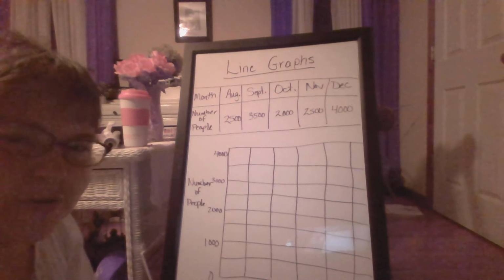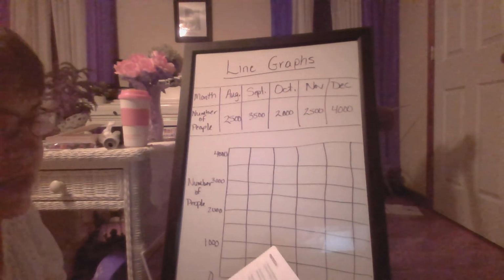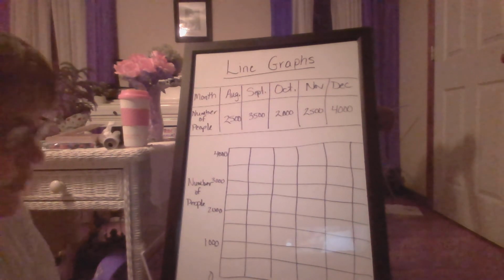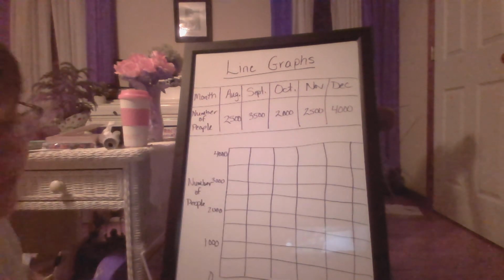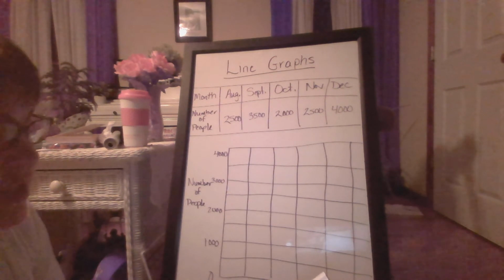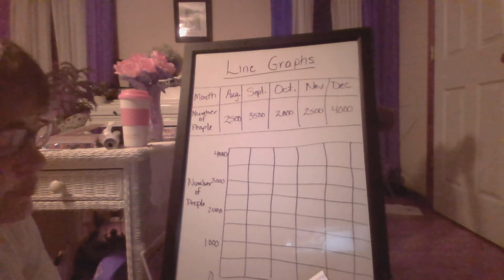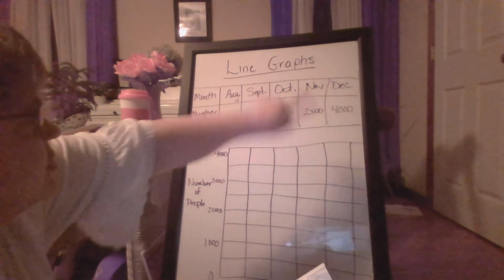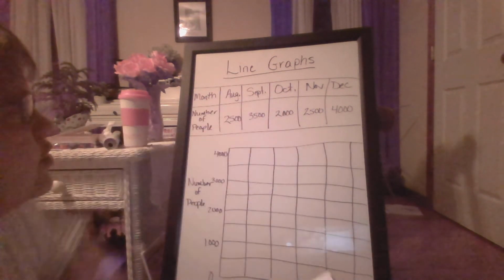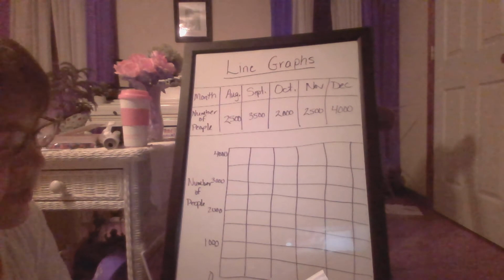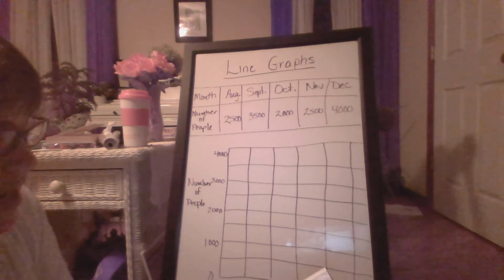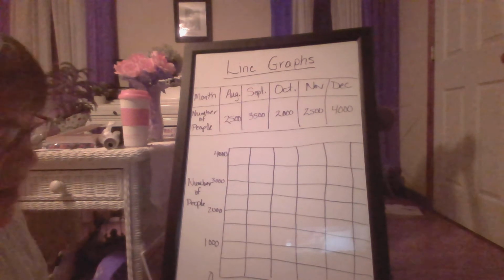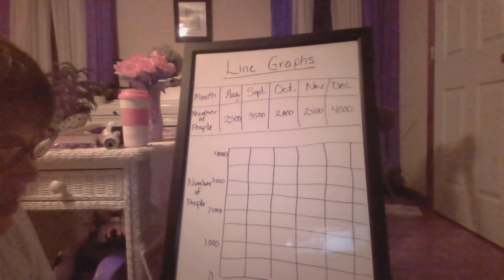Hi, boys and girls. So we're going to study our last skill for this year, line graphs. If you see this table, it shows the attendance at a swimming pool for 5 months: August, September, October, November, December, and how many people were at the pool each month. Now that data can also be presented in a line graph. So I'm going to show you how to do that today.